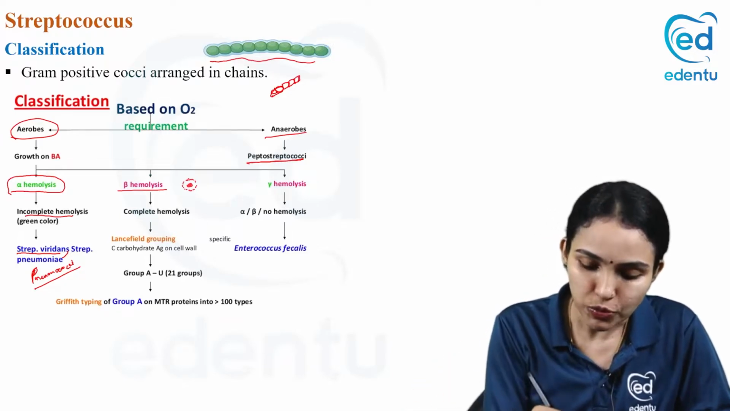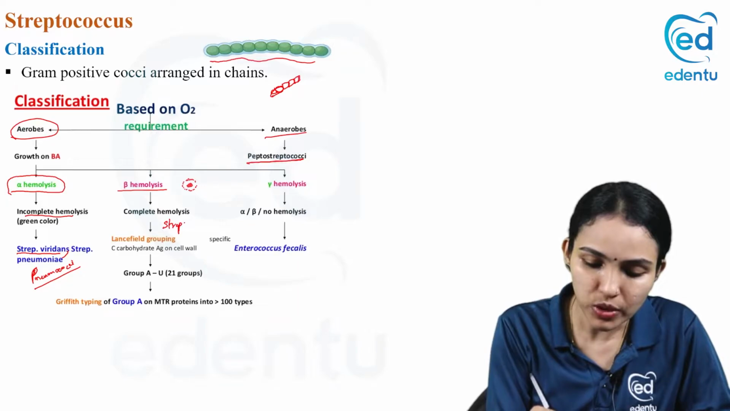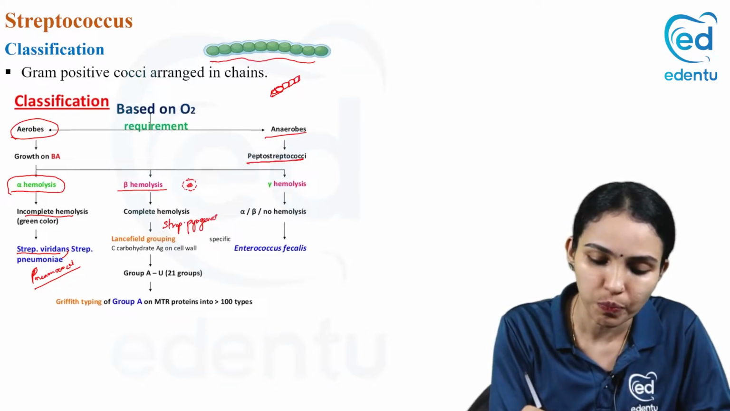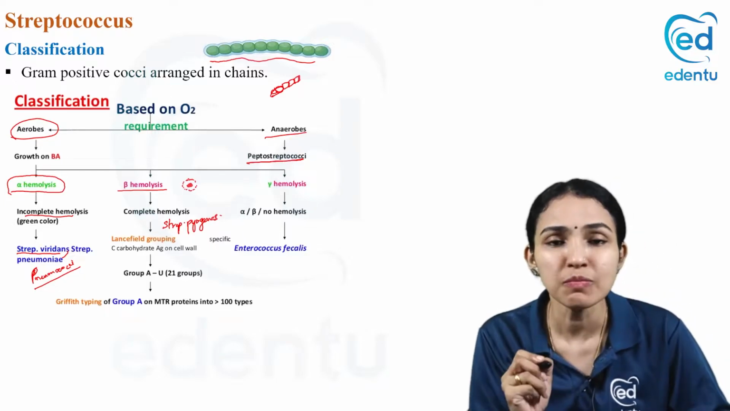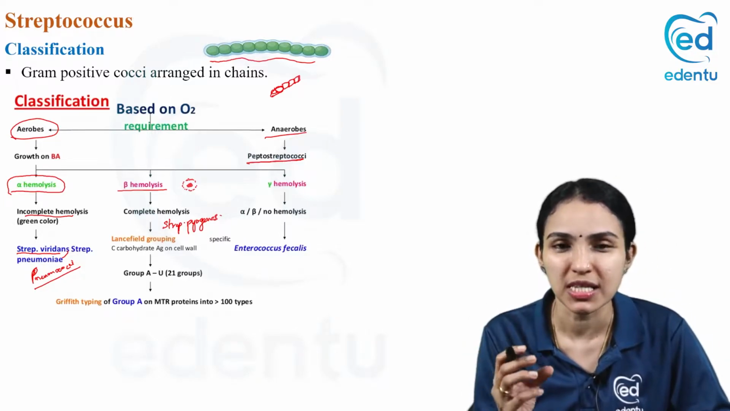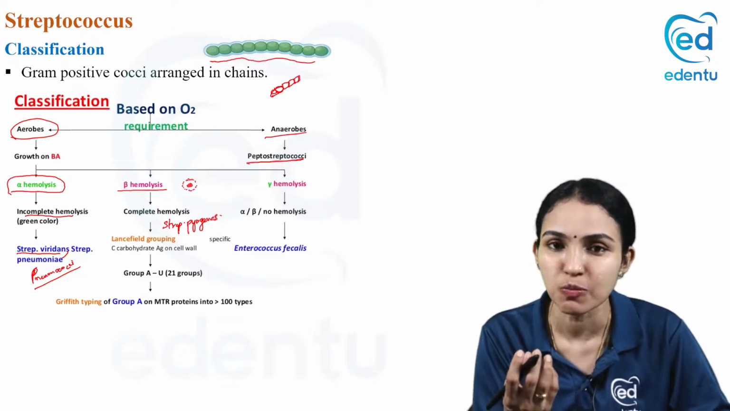So that is Streptococcus pyogenes. Complete hemolysis is produced by which Streptococci? That is called Streptococcus pyogenes. See, the name itself says pyogenes, that means it is pus forming. That is why it is called pyogenes.